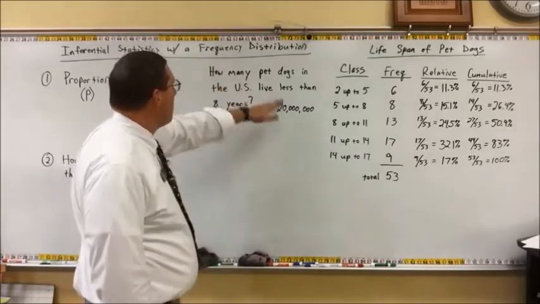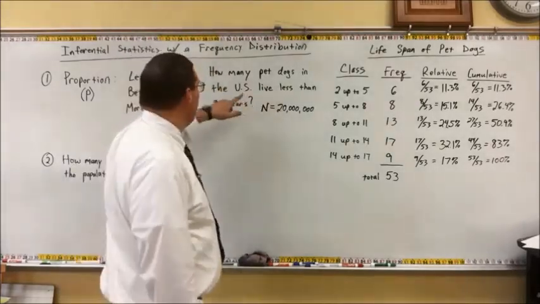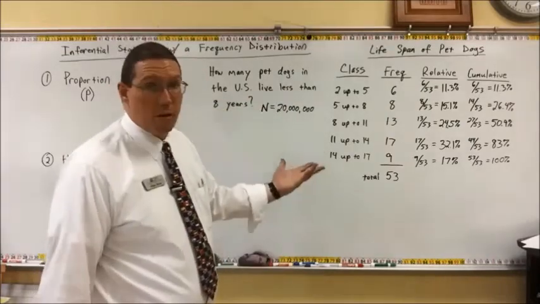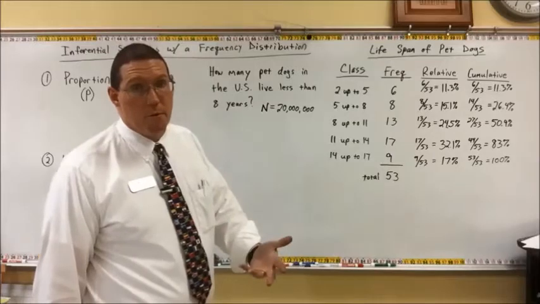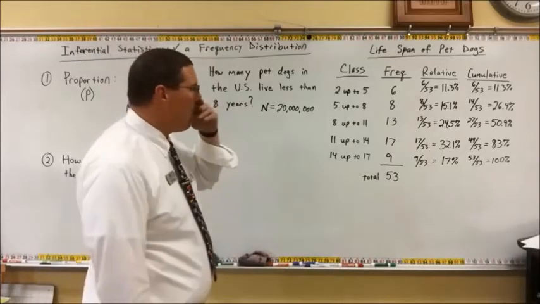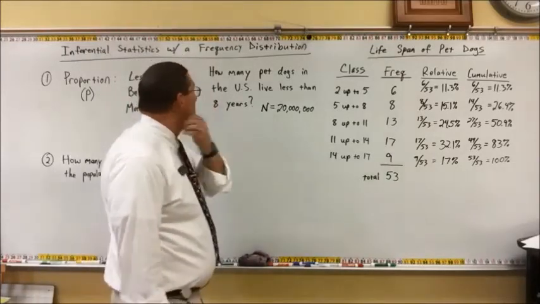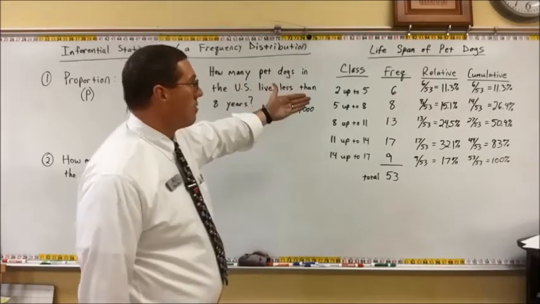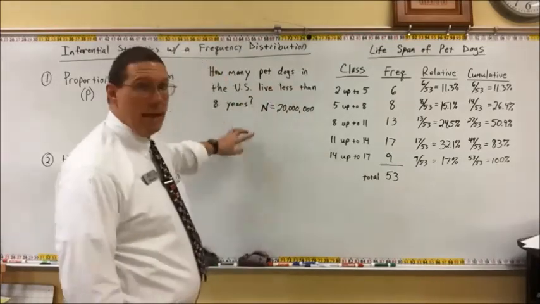So if we want to know how many of those 20 million dogs live less than 8 years, remember, we're only approximating here based on a sample, okay? We're not going to be 100% right, but we're going to be close. So we need to know what the proportion is that live less than 8 years.